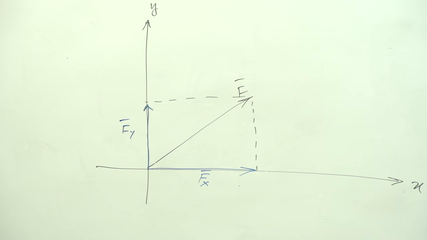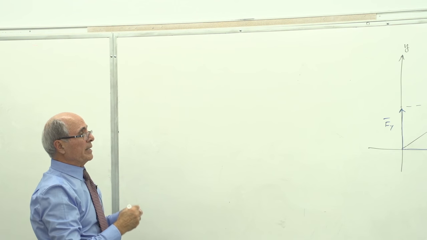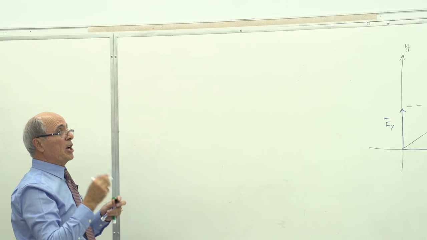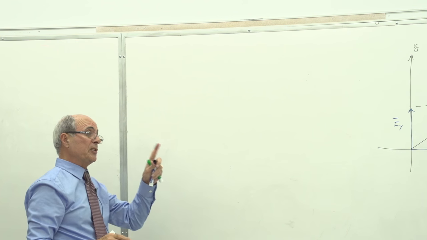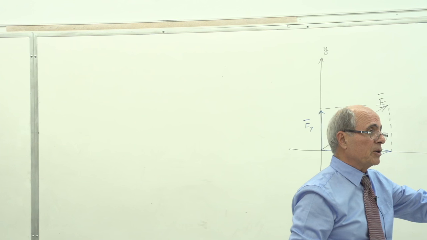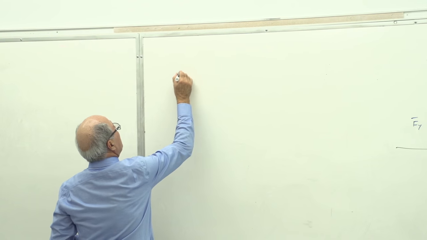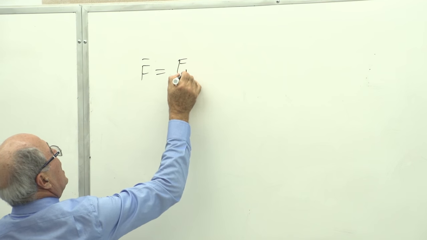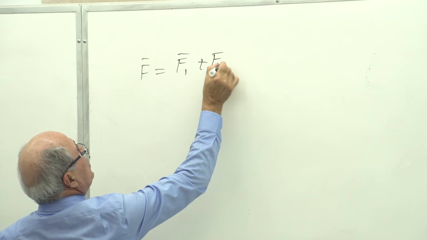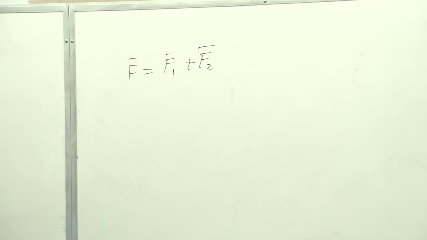I'm going to erase this because I need a larger area. So I'm erasing this and writing all the components there. First of all, look at the way I have written it. Please distinguish between the vector and the scalar number or non-vector. So please write the following. If I write F equals F1 plus F2, is that a correct statement or not? Obviously it is, because that's the sum of the two vectors, right?